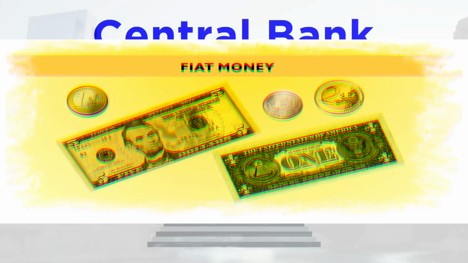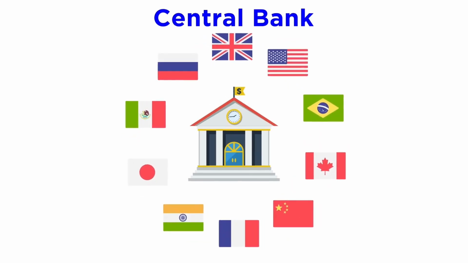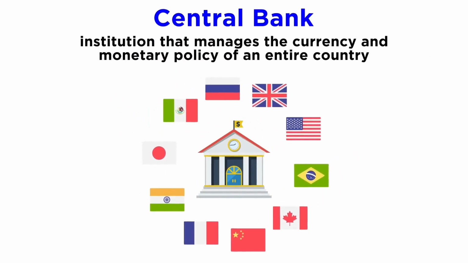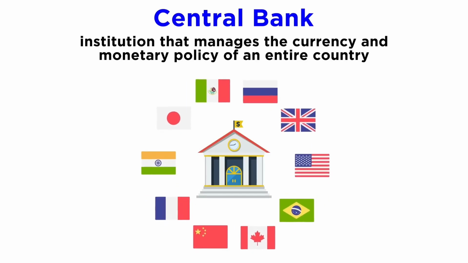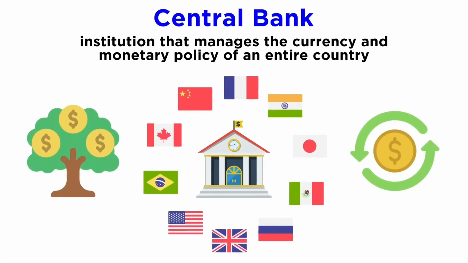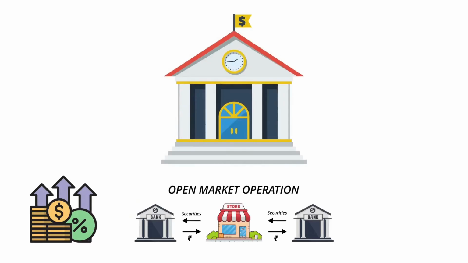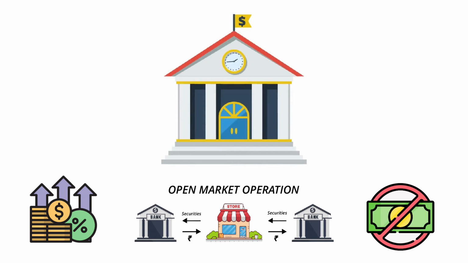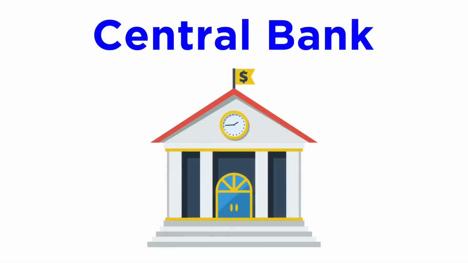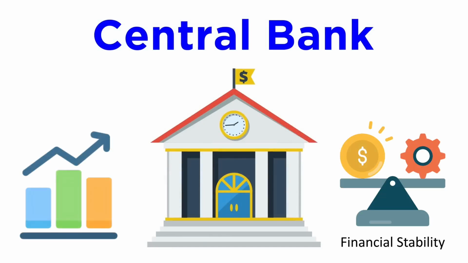For fiat money, the main authority that creates and regulates money is the central bank, which is an institution that manages the country's monetary policy and oversees the banking system. The central bank can create or destroy fiat money by using various tools, such as setting interest rates, conducting open market operations, issuing currency notes, etc. The central bank's main objectives are usually to maintain price stability, support economic growth, and ensure financial stability.